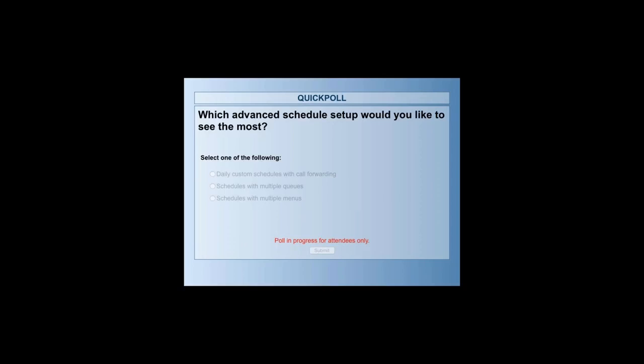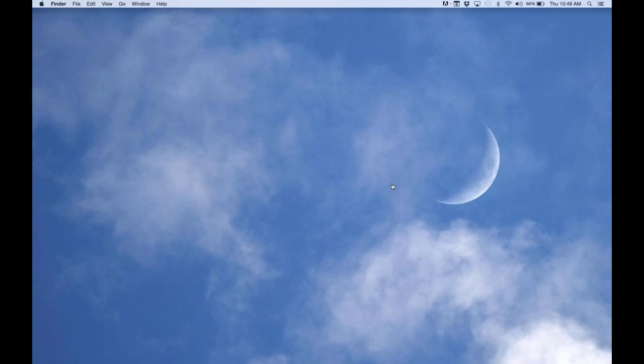So far, schedules with multiple queues is the winner. But let's see how it goes. Okay, I think it's pretty unanimous. 88% schedules with multiple queues is what we shall do. Great choice for everybody. So let me close down that poll.